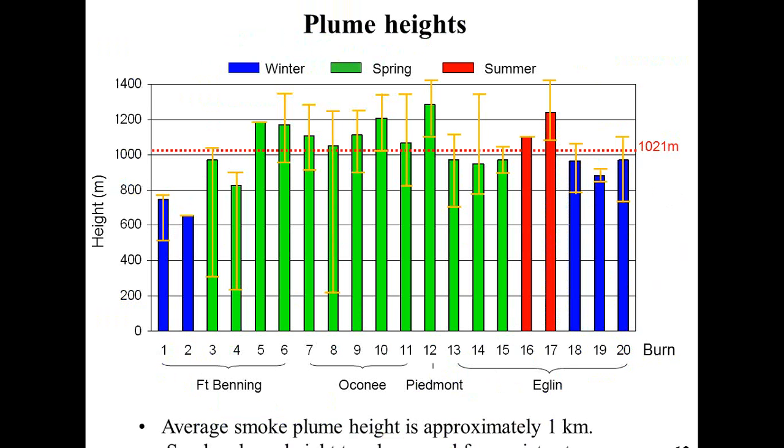This is the average for each of the 20 burns. Here the blue means winter, green is spring, and red is summer. So on average for these 20 burns, the plume rise is high, about 1 kilometer. There is a tendency for plume rise to increase from winter to summer.